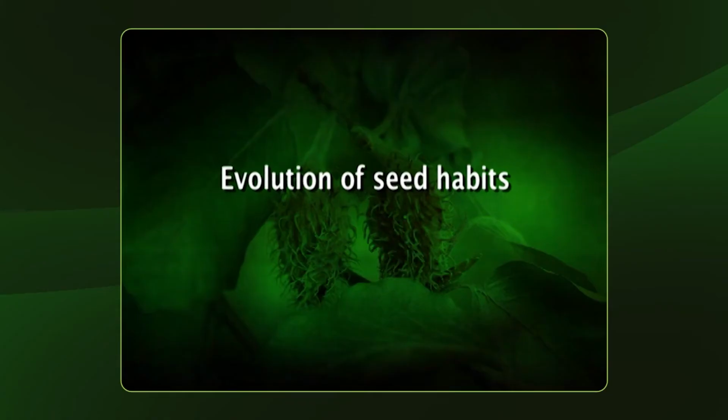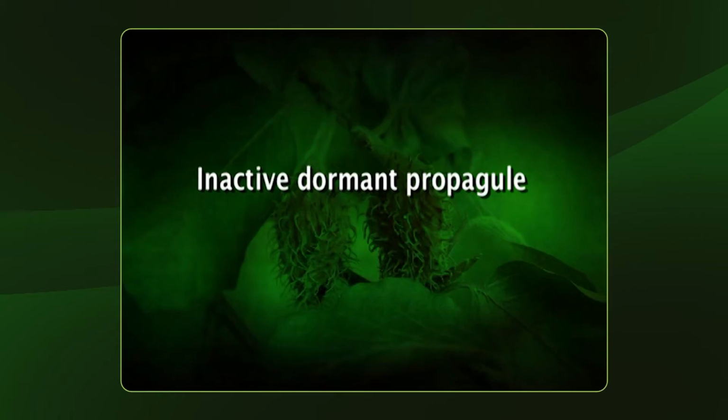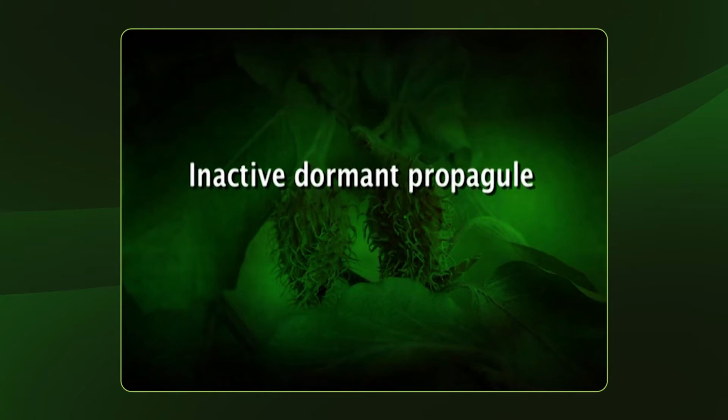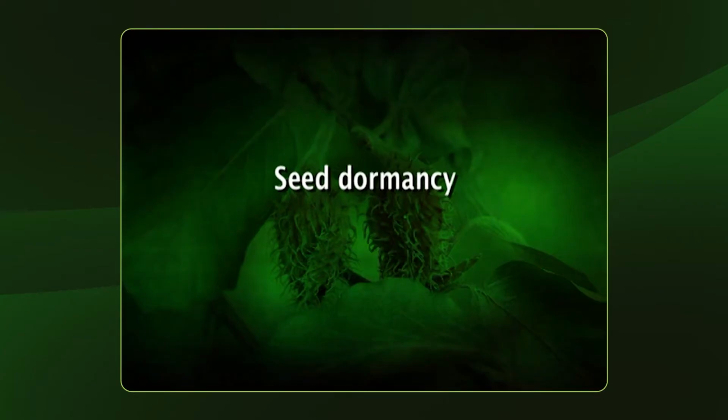It's critical in the continuation of a flowering plant. The evolution of seed habit has been a key factor in migration of plants from aquatic to truly terrestrial habitats. Seed ensures the survival of plant through unfavorable and hostile environmental conditions. It perennates in the form of an inactive dormant propagule, suspending all activities of life temporarily during unfavorable times. This period of inactivity in the life of a seed, when it fails to respond to favorable environmental conditions, is known as seed dormancy.